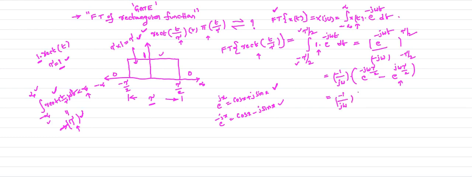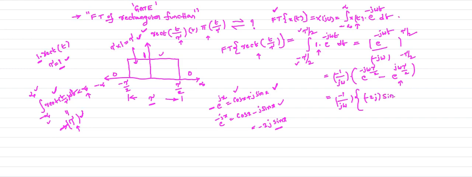Minus 1 by j omega into, so e power minus jx minus e power jx. What is e power minus jx minus e power jx? Here we will get minus 2j into sin x. Substituting this, we get minus 2j into sin x.